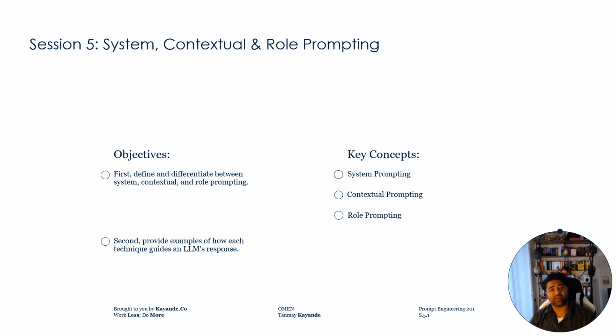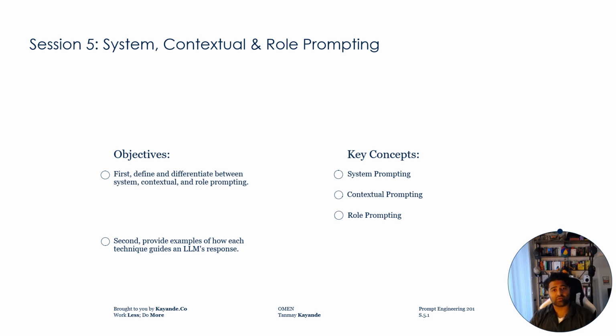Welcome to session 5. Last time, we learned how to show the model what we want using one-shot and few-shot examples. Today, we're going to explore another powerful way to guide the model by telling it what to be. We're going to give the model a job, a purpose, and even a personality. By the end of this brief session, you'll be able to first define and differentiate between system, contextual, and role prompting. Second, provide examples of how each technique guides an LLM's response.